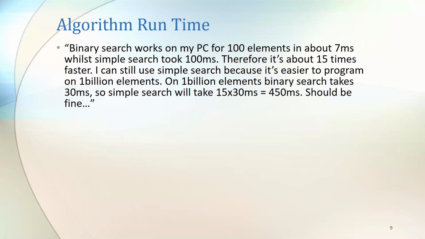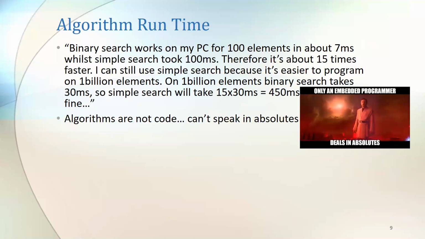Obviously, just some examples before. You can tell us a very flawed way of looking at it. It doesn't scale the same, right? In the first place, the first problem is that algorithms are not code. So we can't talk in terms of an absolute time. We can't say milliseconds because we're not talking about code anymore, and we're not talking about a specific machine.